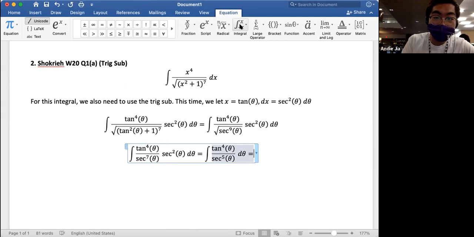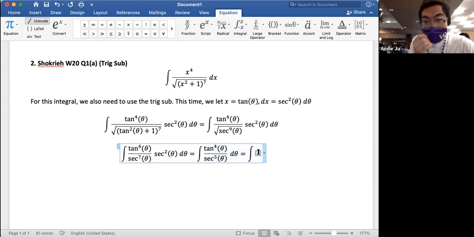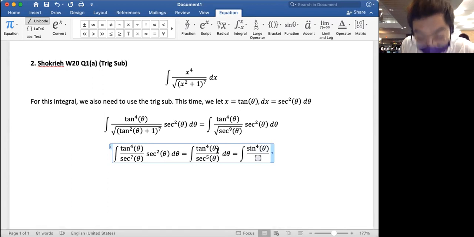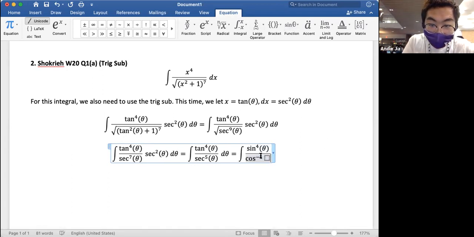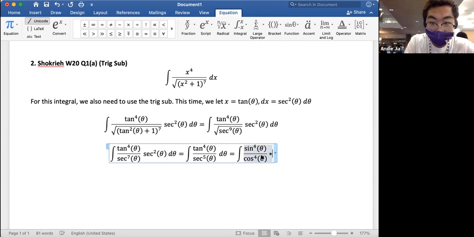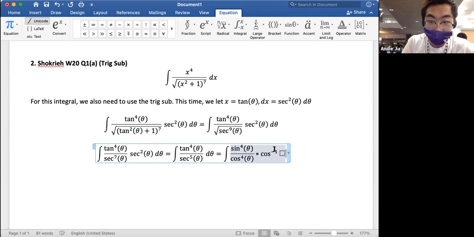Then you use the trig identity here. So we write tangent to the 4: tangent is sine over cosine, so we write it as sine to the 4 theta over cosine to the 4 theta. Here, this is going to be tangent to the 4. We have 1 over secant to the 5, which is cosine to the power of 5.